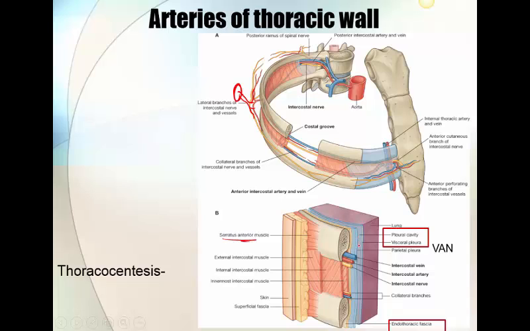You may have a condition where the fluid in the pleural cavity increases, or there may be air in the pleural cavity, which we'll cover when we do the pleura, and you need to remove the air or the fluid. When you do that, you do what's called a pleural tap, also called thoracocentesis. So you have to pass your needle through to remove the fluid or air.